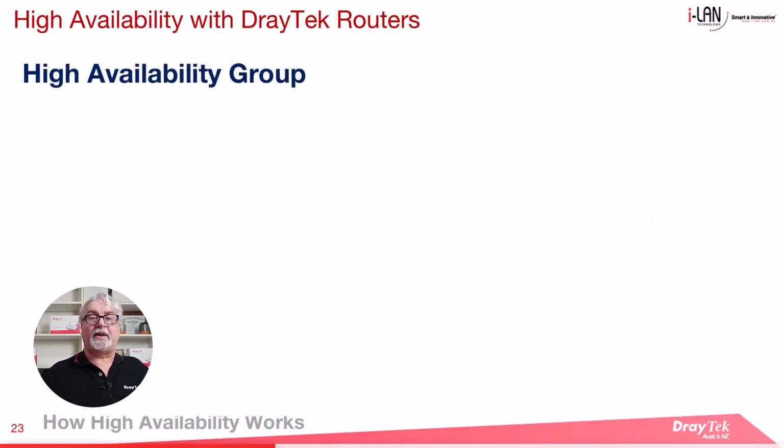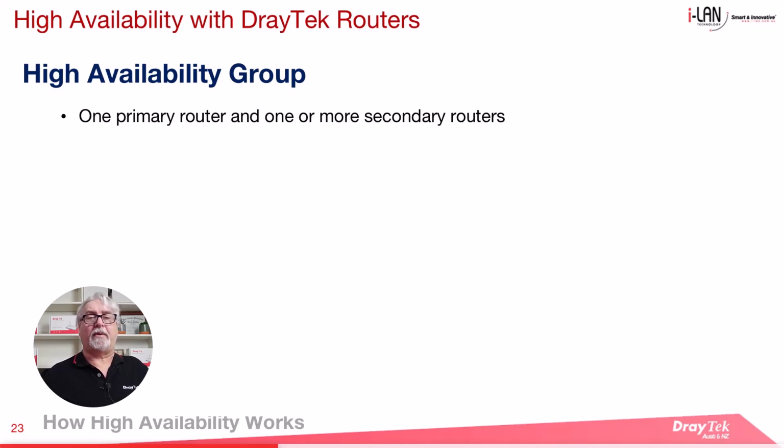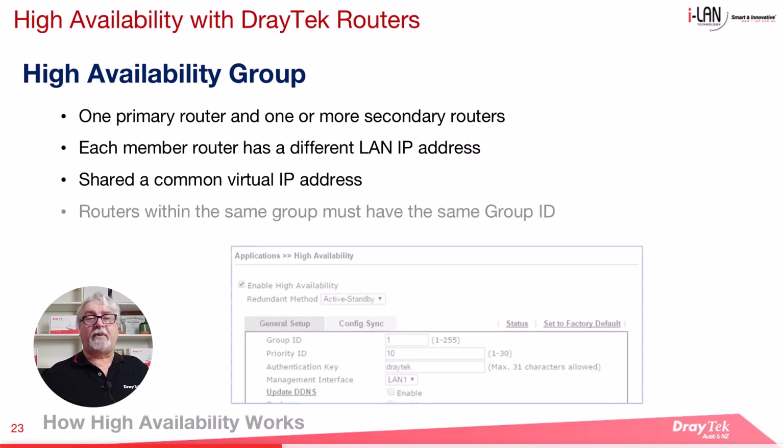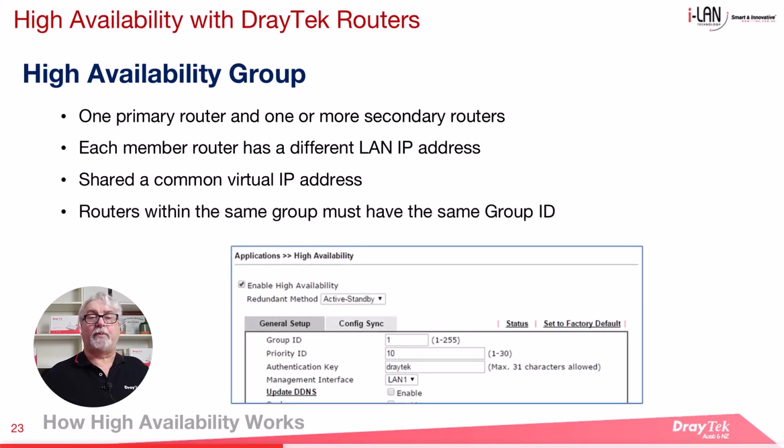As mentioned, routers need to be set up within a high availability group. This will consist of at least one primary router and one or more secondary routers. Each router within the group will need a different LAN IP address, but they will all share a common virtual IP address. In addition, routers within the group must have the same group ID. In the example shown here, we've set the group ID to be 1.